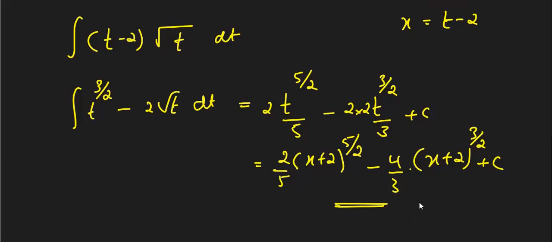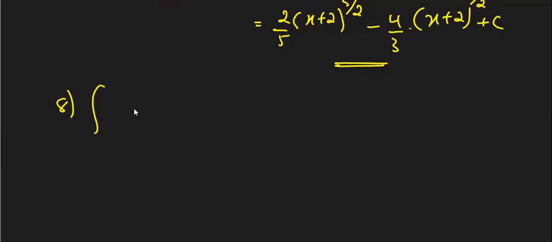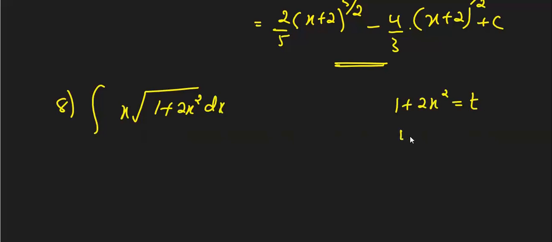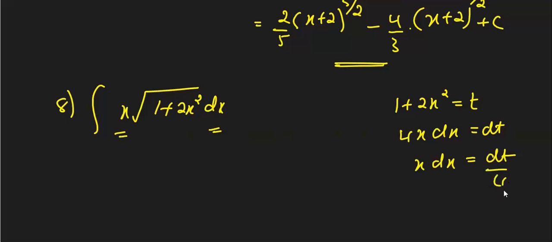Consider eighth question. Integral x into root of 1 plus 2x square dx. Again, use 1 plus 2x square equal to t. Differentiate this, 4x dx equal to dt. But you have x dx with you. See here, x dx with you. So that is equal to dt by 4.